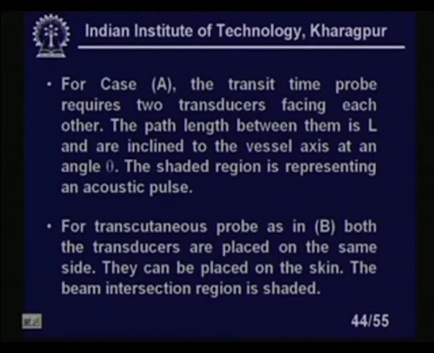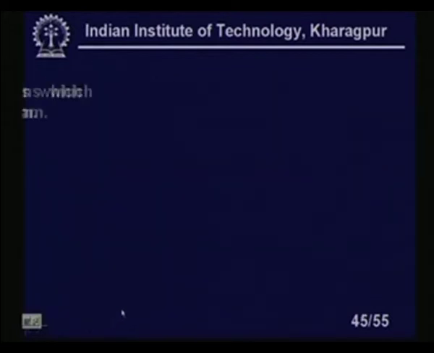So, for the transcutaneous probe, as in B, both the transducers are placed on the same side and can be placed on the skin, so that we are utilizing the reflection from the blood, from the end of the artery like that. The intersection region is shaded, right.